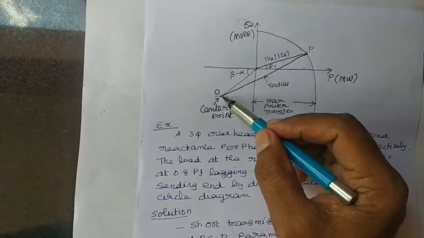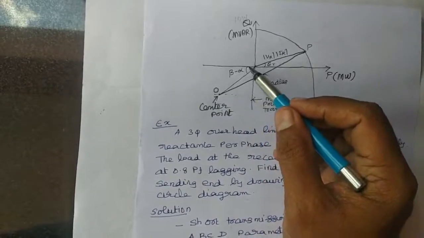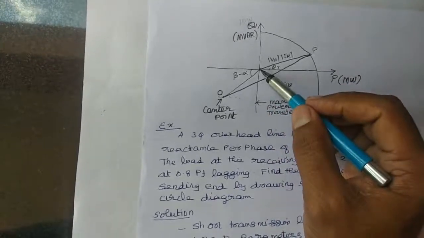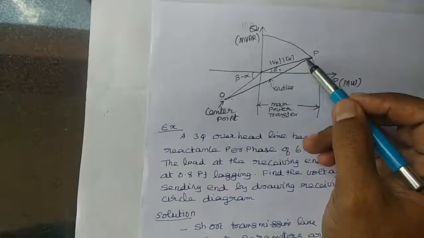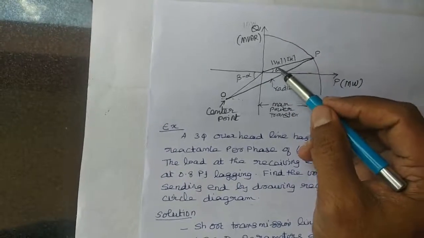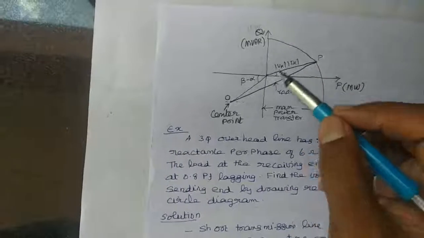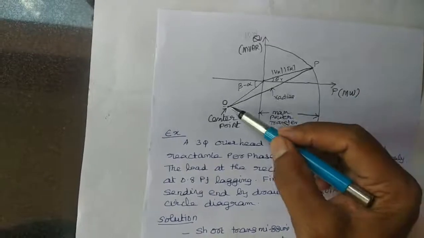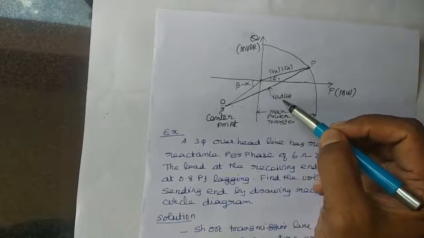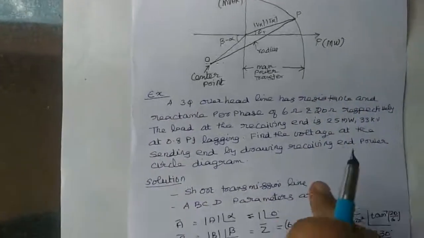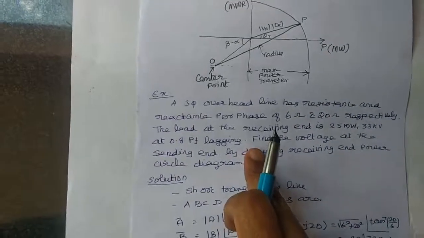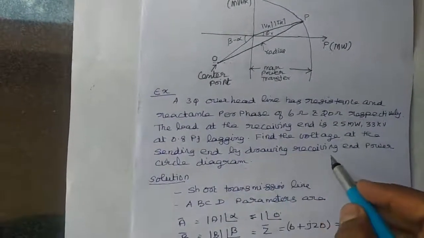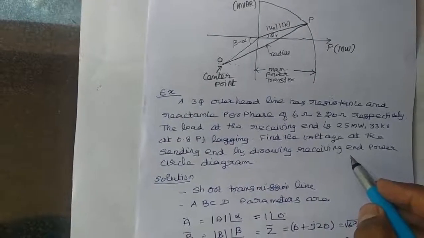From the point O, draw the straight line to connect the origin at an angle of beta minus alpha. From the origin point, draw a line of value VR into IR at an angle of theta R. Connect the points O to point P, which gives the radius of this circle. In the given problem here, we are going to find the sending end voltage by drawing the receiving end power circle diagram.